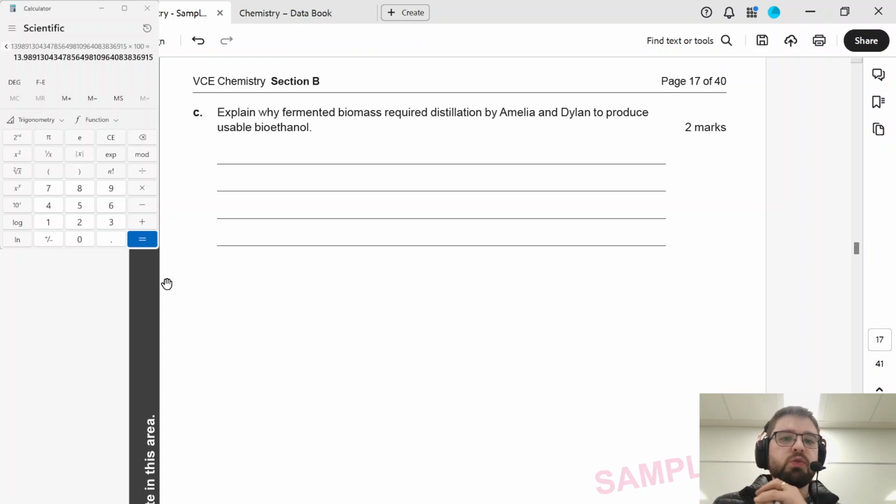So what would I expect the 2 marks to be? I'd expect there to be a mark about separation. What's the other mark there?